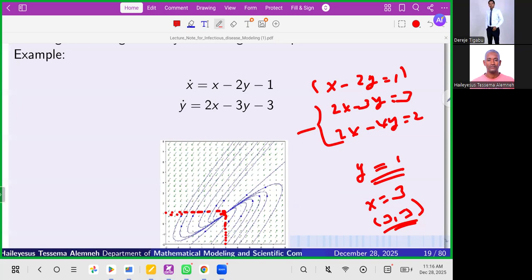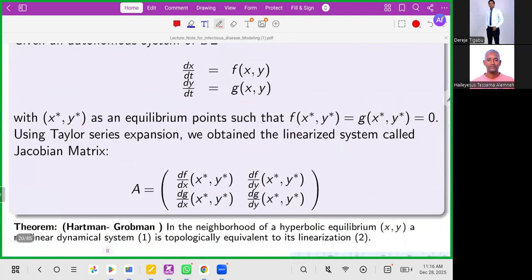You can see it is a stable spiral equilibrium point. The eigenvalues are complex numbers, and the real part of the complex number is negative, which shows it is a stable spiral. So using the phase portrait, we can identify that one.